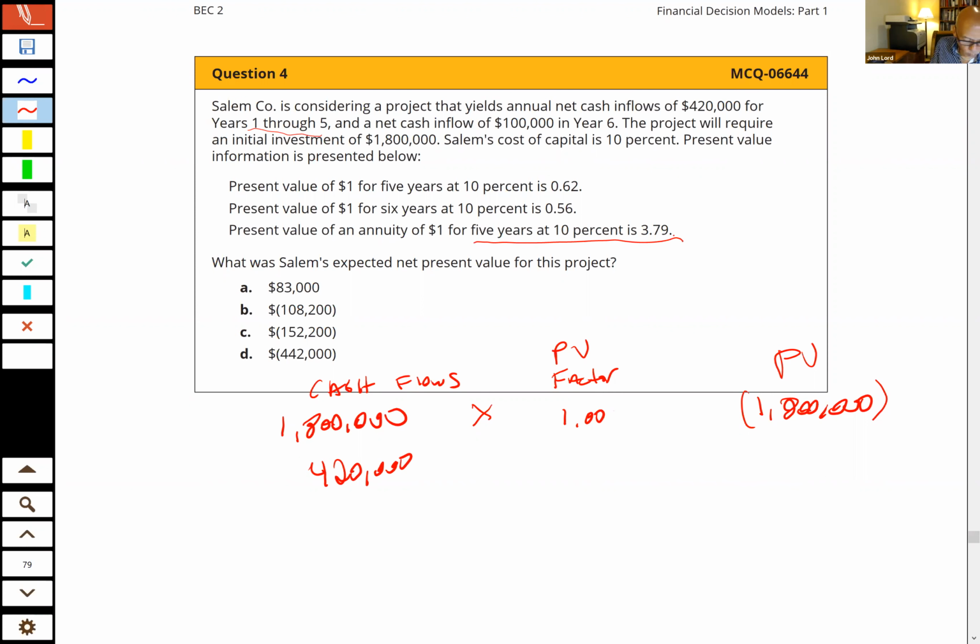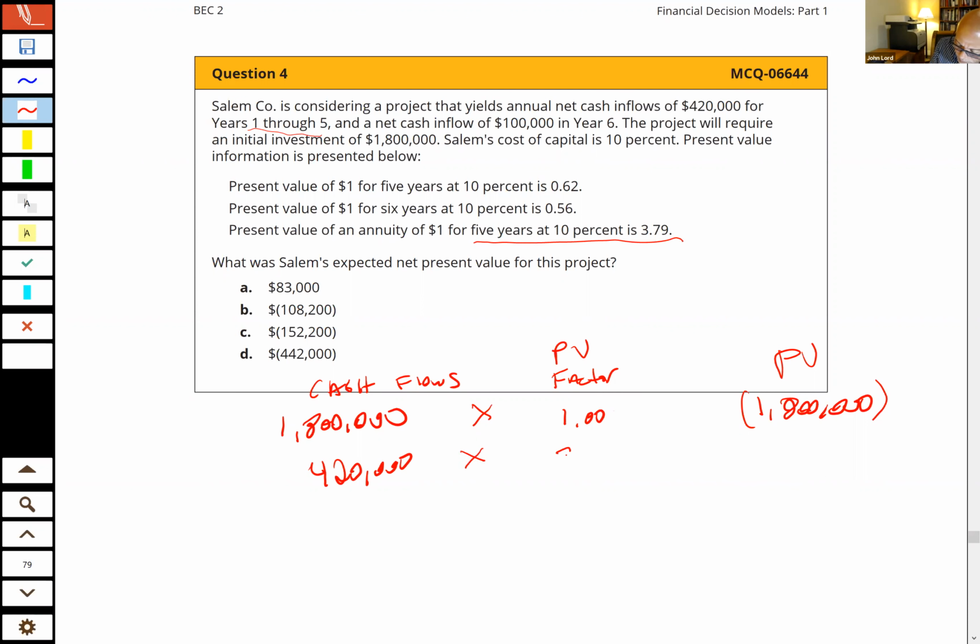So I take that 420 and I'm going to multiply that. I pick up the factor 3.79. I do the math on that with my calculator. And I get 1,591,800.